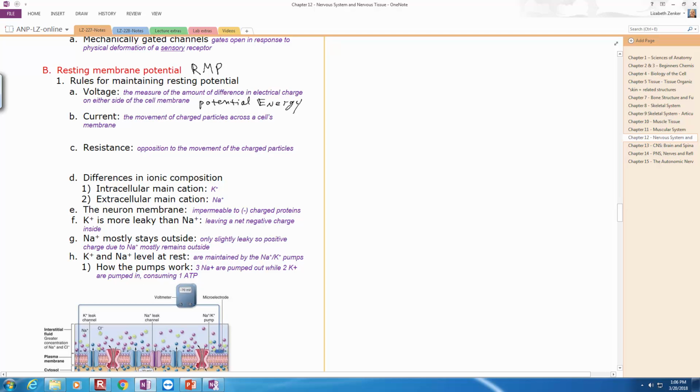And with current, current means movement. So anytime we're talking about movement, now what do you think we're talking about? Potential or kinetic? Kinetic energy. So it's the movement of charged particles across the cell's membrane. The charged particles are those ions, right? So we could have positively charged ions or negatively charged ions crossing the membrane through these channels. So this is kinetic energy. Resistance is the opposition to the movement of the charged particles. So this directly impacts current.